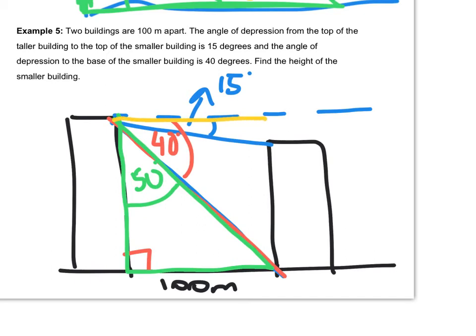If we look at this right triangle here, I'm going to call this here y. We can find y. We have a 15 degree angle. We have y. We have a 100 meter side as well. So by using that yellow triangle, when you find y, you're finding the difference in height between the big one and the small one. So if you find the height of the big one, find what y is and subtract it from the big one, you're left with the height of the small one. Okay?